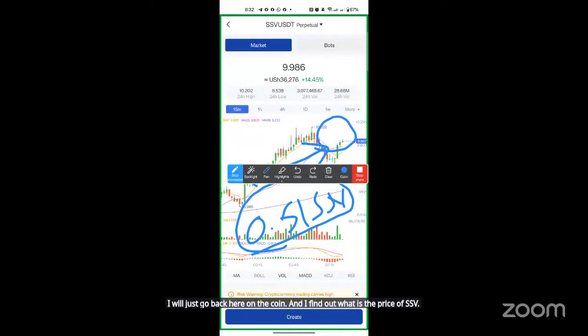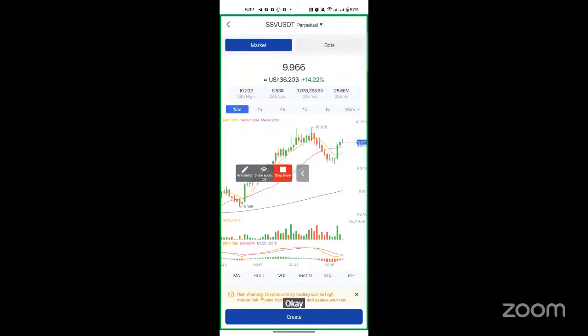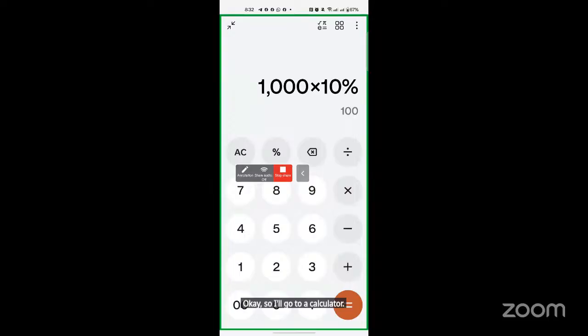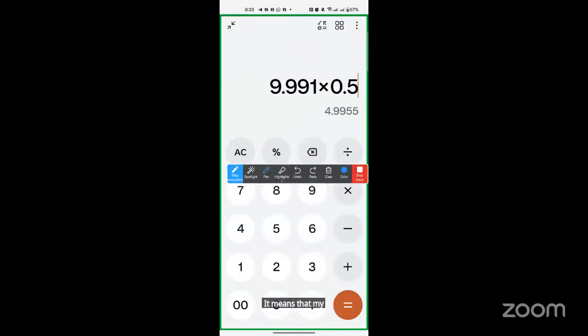The price of SSV is $9.991. Is that right? Give me one in the chat. Now it has changed. Okay, so I'll go to a calculator. 9.991. They were accepting 0.5. It means that my first buying amount will be $4.9.